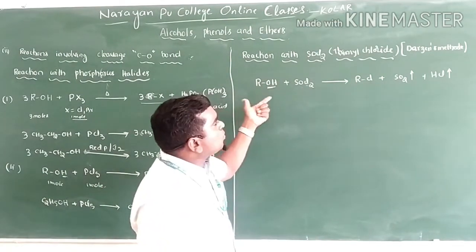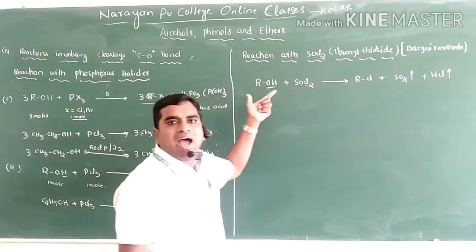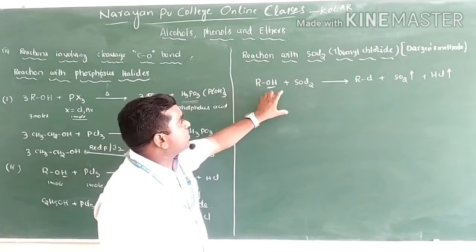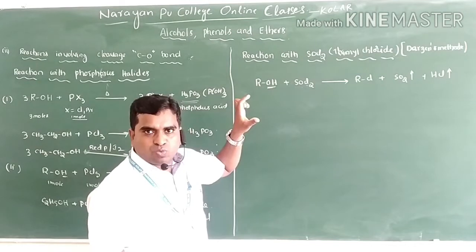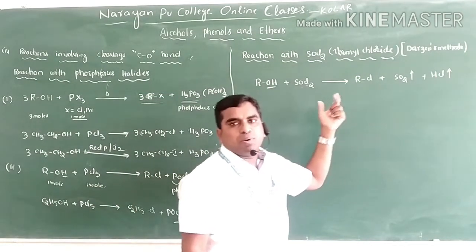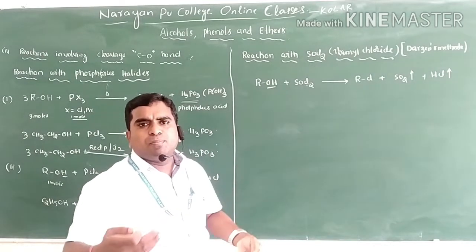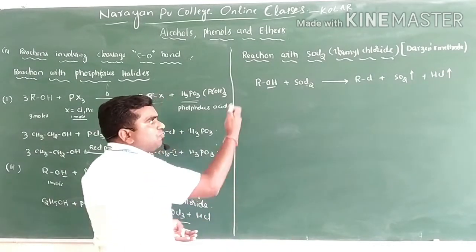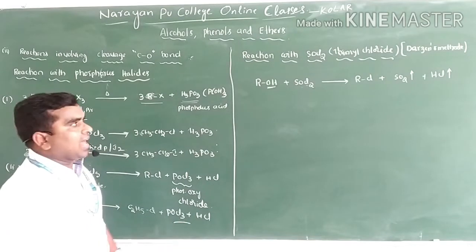So to prepare alkyl halides from alcohol in this method, we treat the alcohol with SOCl2. This is the very convenient method to prepare alkyl halide. You will get very pure alkyl halide, so that's why we prefer this method.